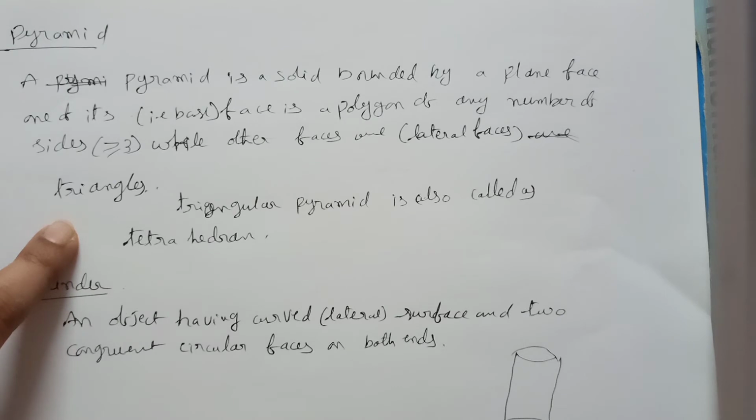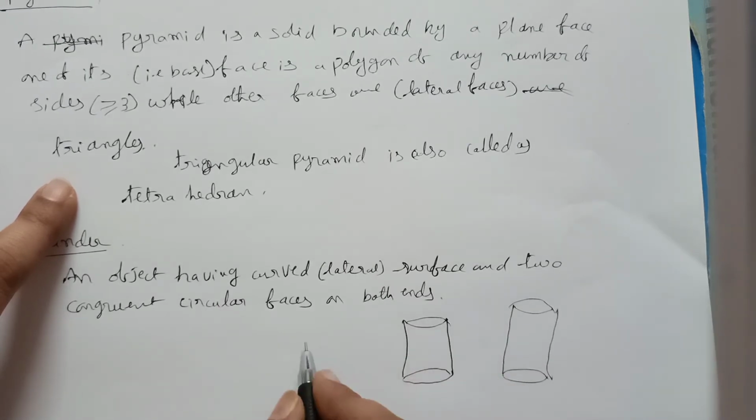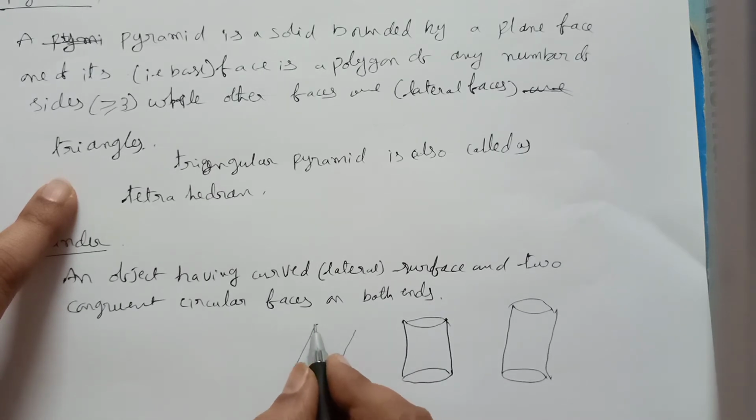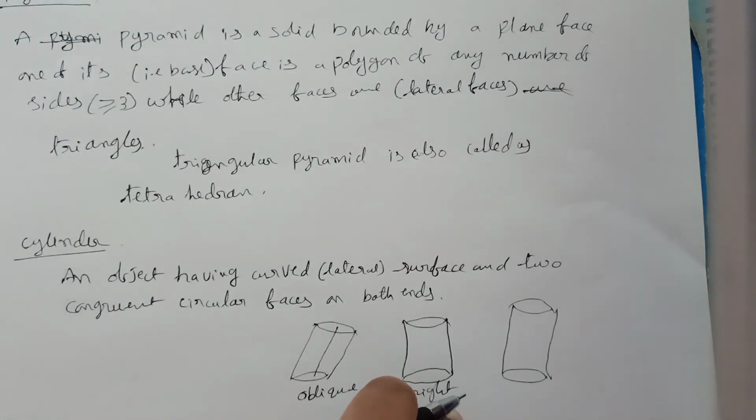If the line segment joining the centers of the circular faces is perpendicular to its base, such a cylinder is called a right circular cylinder. It is a right circular cylinder. It is an oblique cylinder. It is an oblique cylinder. It is a right circular cylinder. So how to define the right circular cylinder?